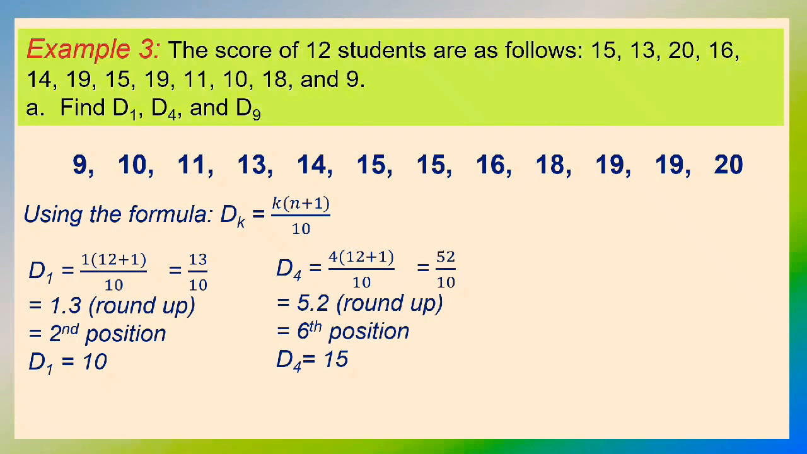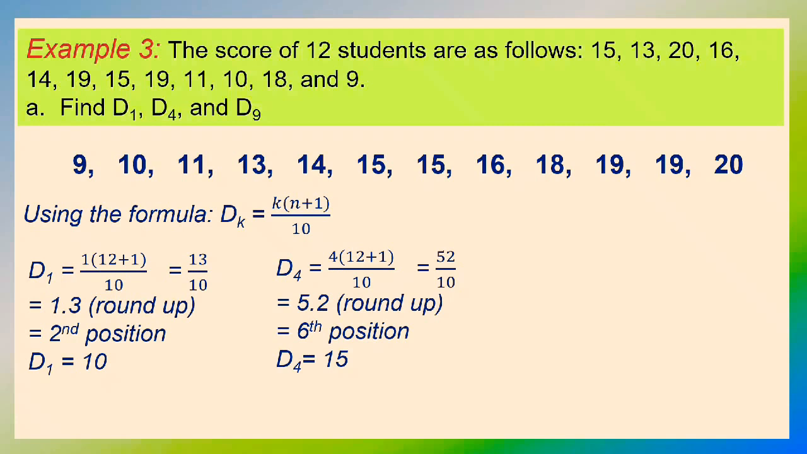So locate the position of the decile that we are looking for. Is it above 50%, which is the median, or below 50%? As we all know, class, the fourth decile is 40%, so that's below the median. So we are going to round up the decimal value that we get, and that is 6th position. By counting, the 6th position in our set of data is 15.